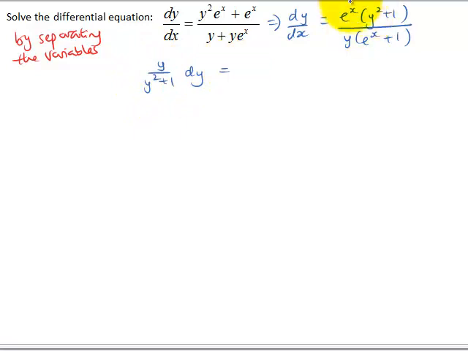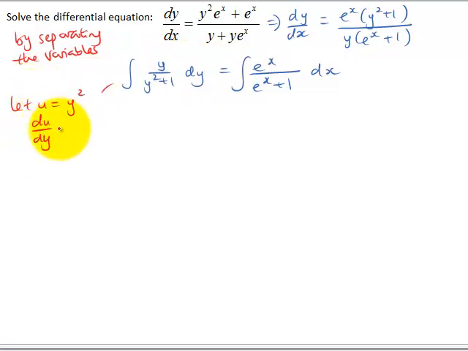And on the right, I have all the x terms, so I have e^x remaining and e^x plus 1 remaining, and dx moves. So I will just have to integrate both sides. So to integrate the left hand side, I'm going to use substitution. I'm going to let u be equal to y squared. So du/dy is 2y.